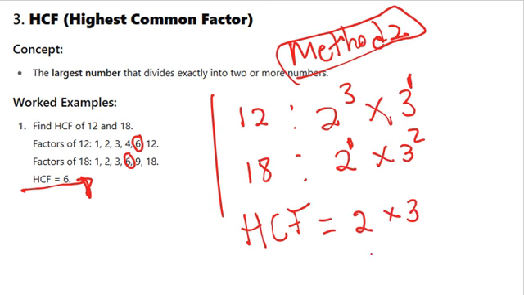Multiplied by 3, and when you do that, you're going to say 2 times 3 now is 6. So this is our highest common factor, I mean.